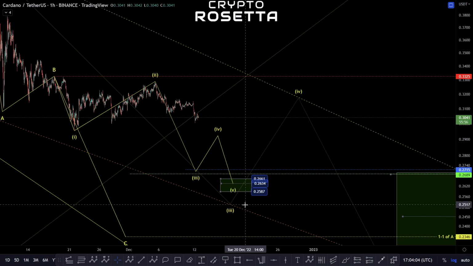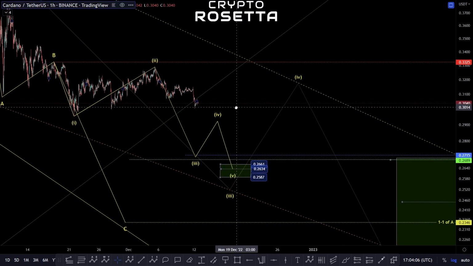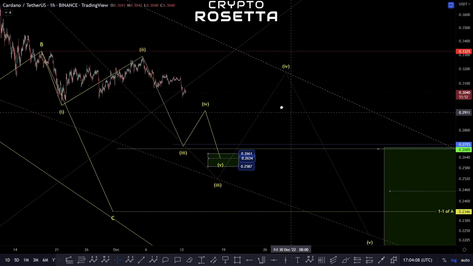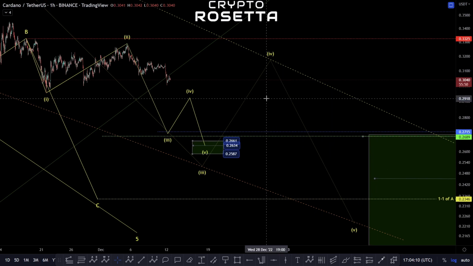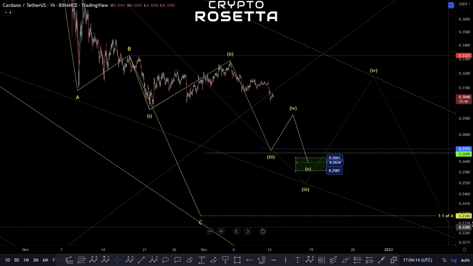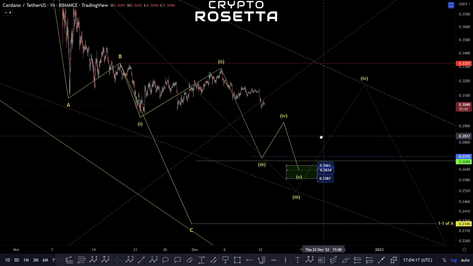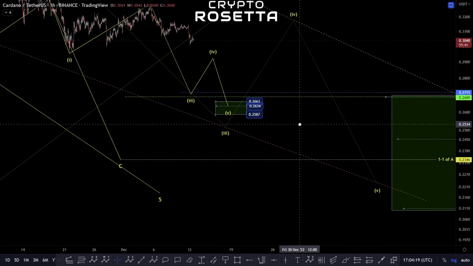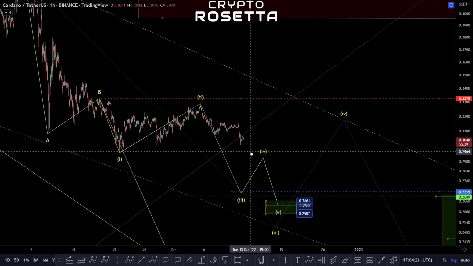From there, we would need to monitor this move to the upside and make sure that we don't get a zigzag. Otherwise, it's likely we're going to get another leg to the downside and break down even further. So the one-to-one of this A wave is actually this 2346. So should we continue to break down, that might be an interesting area for us to look at.